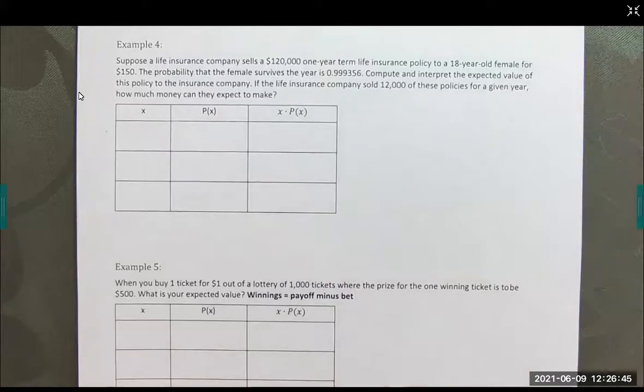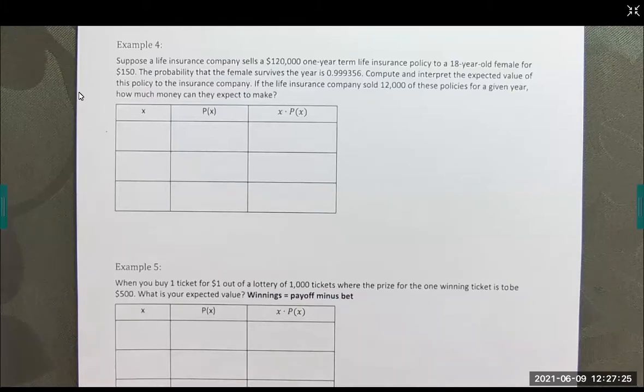All right. Suppose a life insurance company sells a $120,000 one-year term life insurance policy to an 18-year-old female for $150. The probability that the female survives the year is 0.999356. Now, that number, insurance companies pay a lot of money for that exact number, and they look a lot more into just the woman's age. Compute and interpret the expected value of this policy to the insurance company. If the life insurance company sold $12,000 of these policies for a given year, how much money can they expect to make?